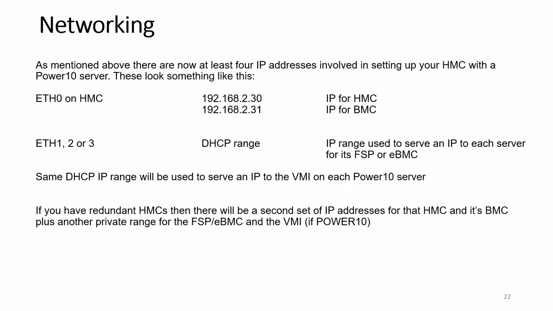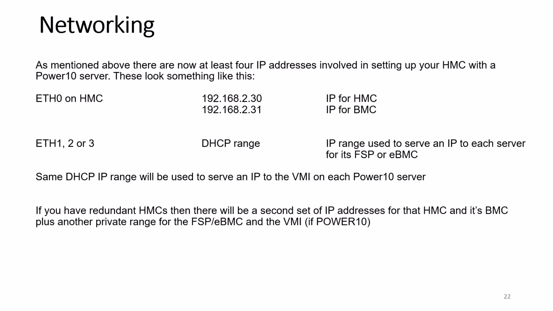So as I mentioned earlier, there are now multiple IP addresses in setting up your HMC with a Power 10. If I look at ETH0 on my HMC, which is what I call the public or admin network, I have an IP for my HMC and an IP for the BMC. That's the BMC on the HMC. That is not the eBMC on the server. Then either ETH1, 2, or 3 is where I put my DHCP range, and there will be an IP assigned to the eBMC, or if it's a pre-Power 10, it'll be an FSP. And then for a Power 10, there will also be an IP assigned to the VMI.